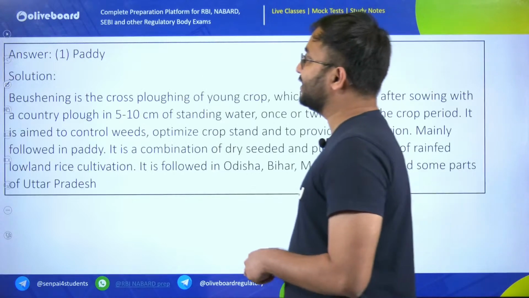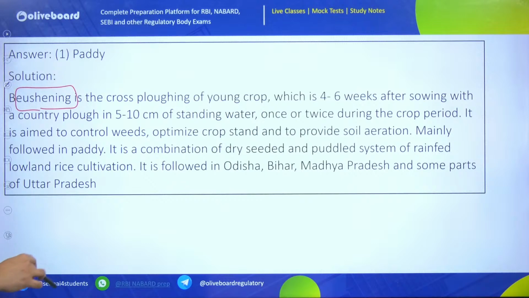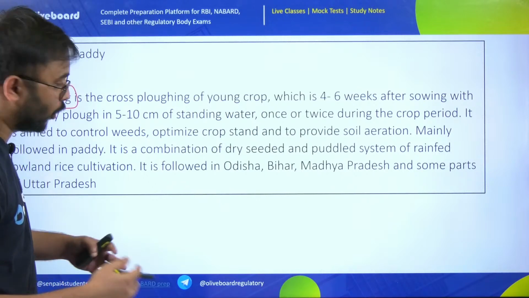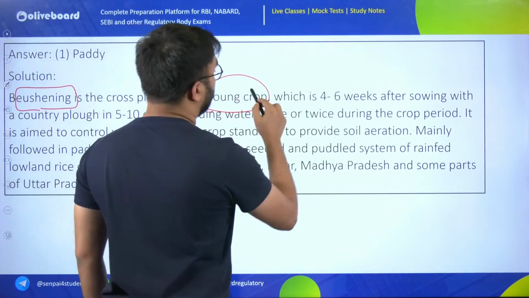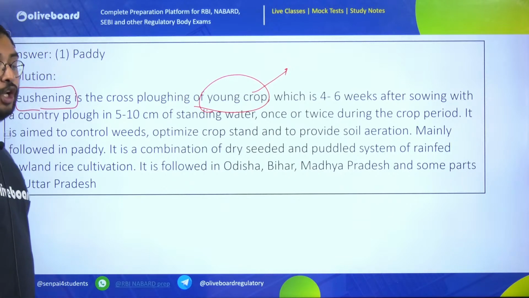Anybody? So the answer here is paddy crop. So try to understand, when bushing is considered, it is nothing but when plowing is done of a young rice crop or paddy crop which is 4 to 6 weeks old after the sowing process.